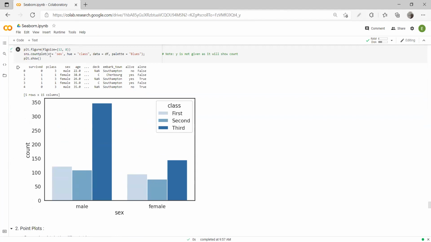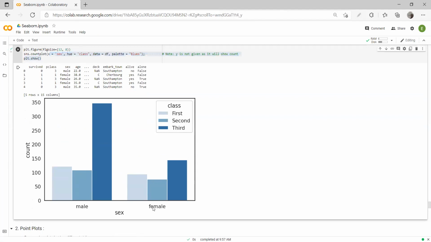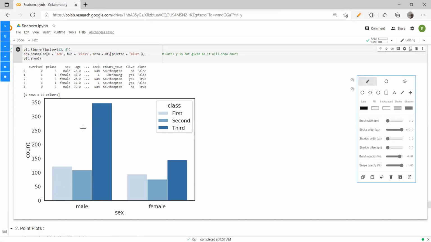So what we are doing, we are plotting sex on this axis. Hue is class, and we are just doing a count, you're taking a total count on the y-axis. So this is giving how many people were on board. So in the third class, there were maximum males, right? There's a male. Okay, let's see how to look at this.